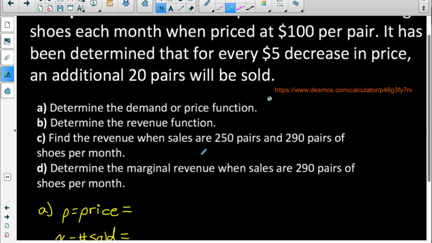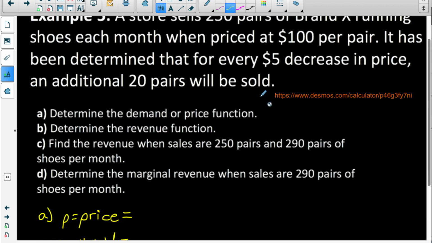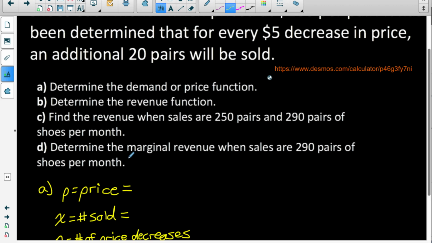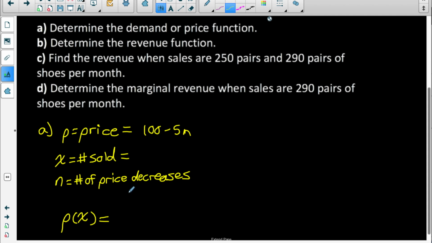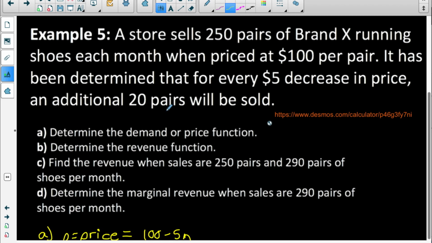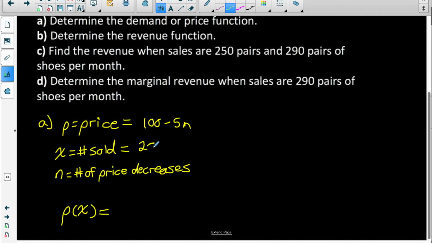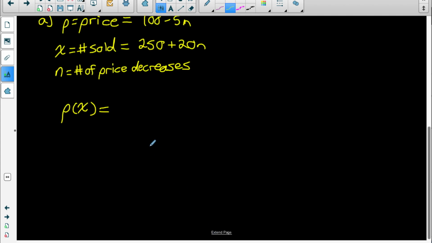So let's look at what variables we have. So we have a price. The price started off at 100, but they're thinking about decreasing it by 5 a certain number of times. And that number of price decreases, I'll call that n. And numbers sold, they sold 250, but that's going to go up by 20 every time they decrease the price. So 250 plus 20 every time they decrease the price. So plus 20n.